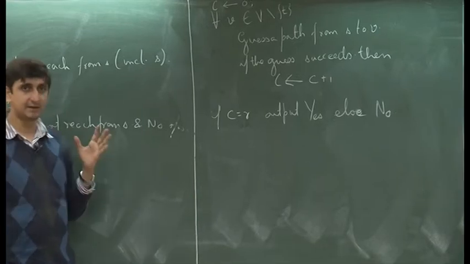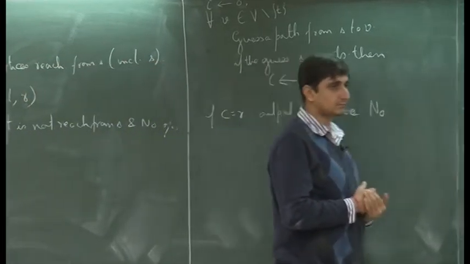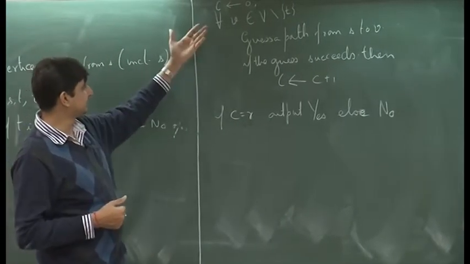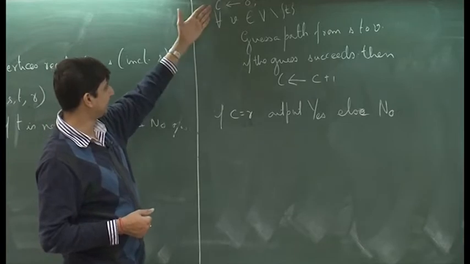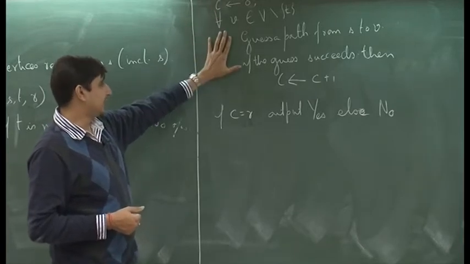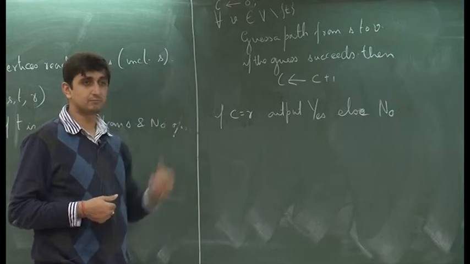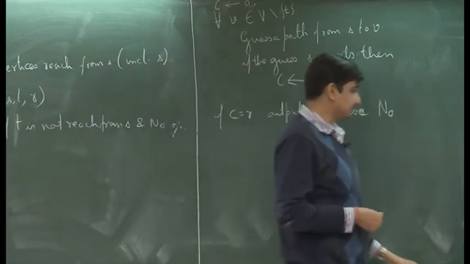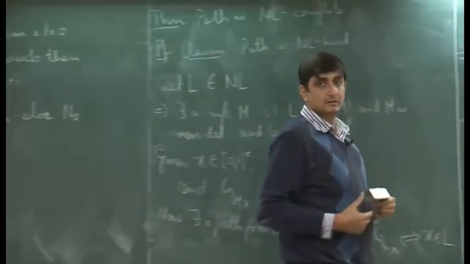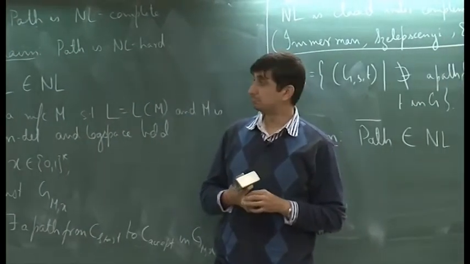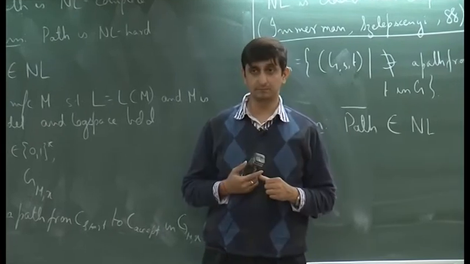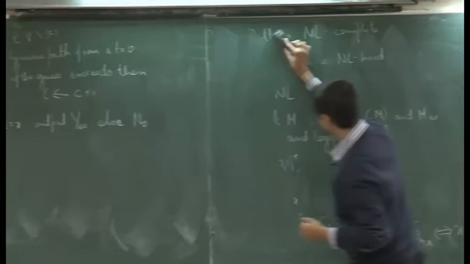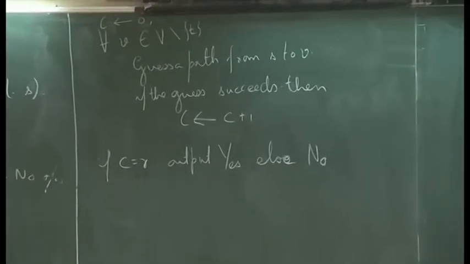Okay. So, is this clear to everybody? And again it is easy to see this is in log space because I am using just a few variables. I am using a variable here, here, and maybe to guess these paths I will use 1 or 2 variables. Just by using some constant number of variables, I can run this algorithm, and each variable takes log n bits.